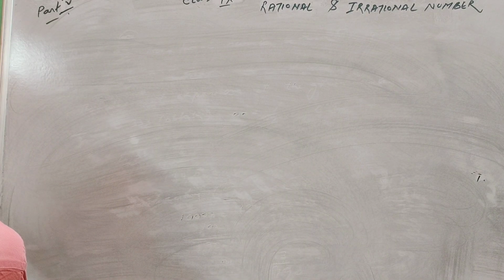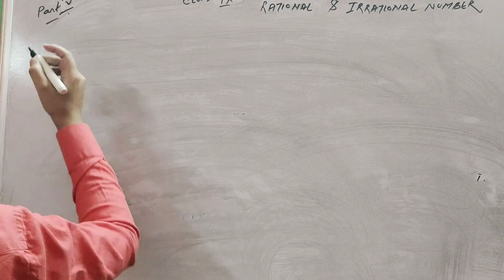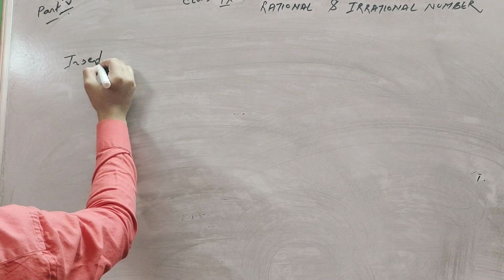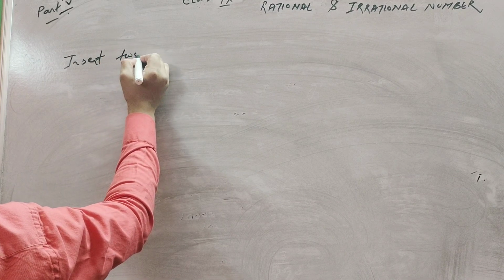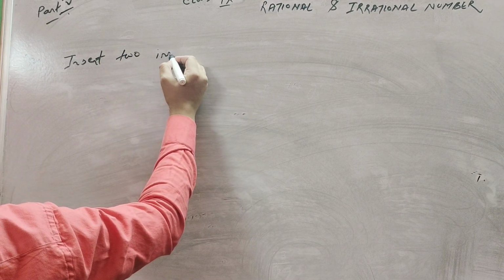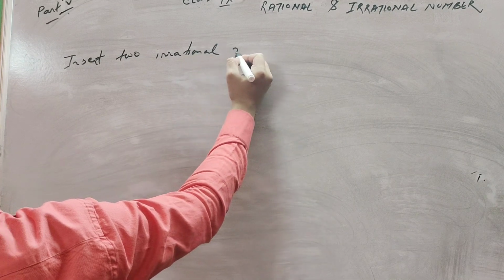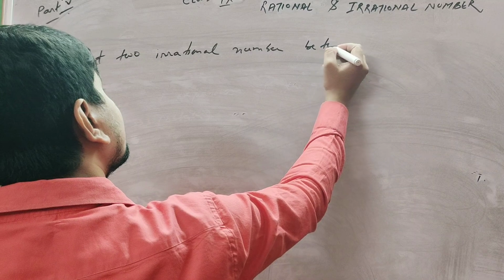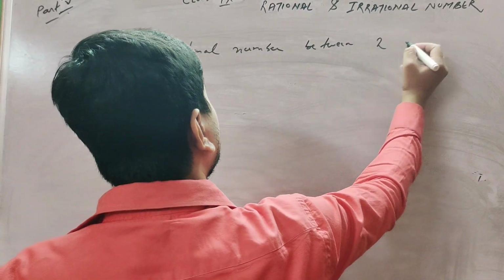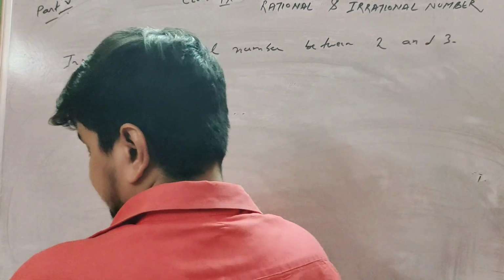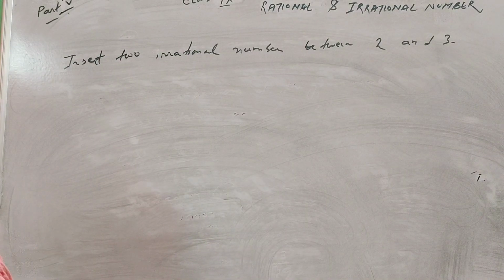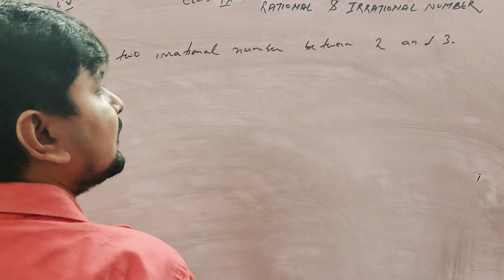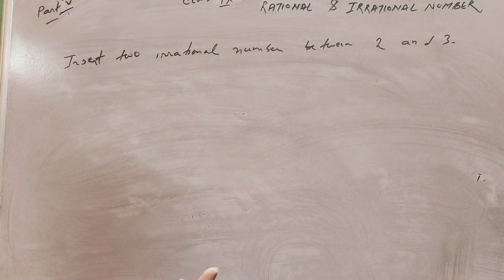Now it's time for question number 12. Insert two irrational numbers between 2 and 3. That is, you write two irrational numbers between 2 and 3. So between 2 and 3, write 2.5 or whatever.